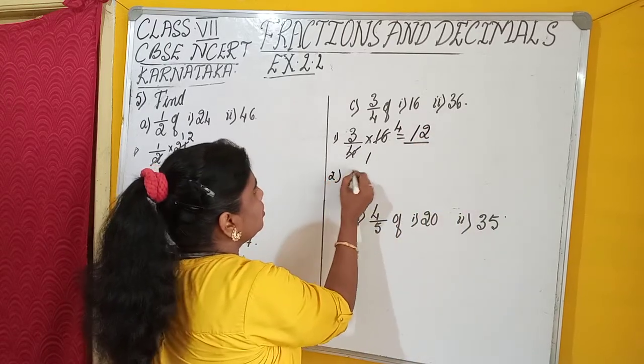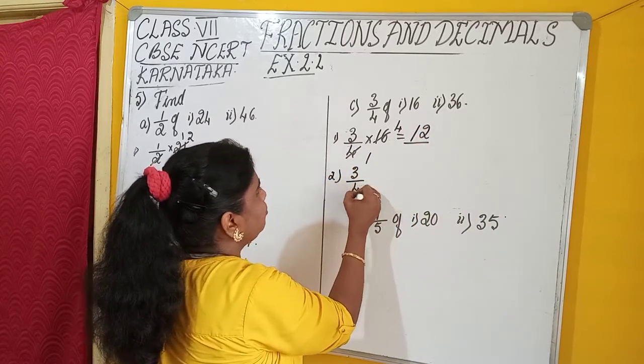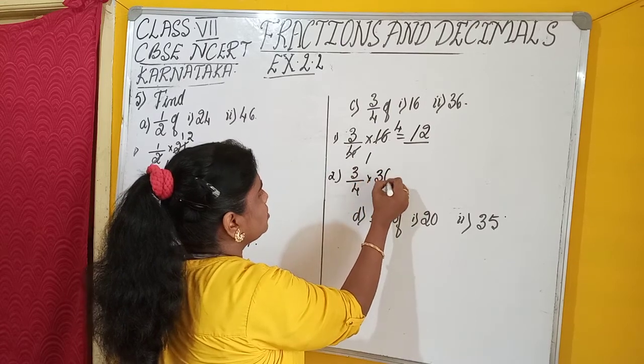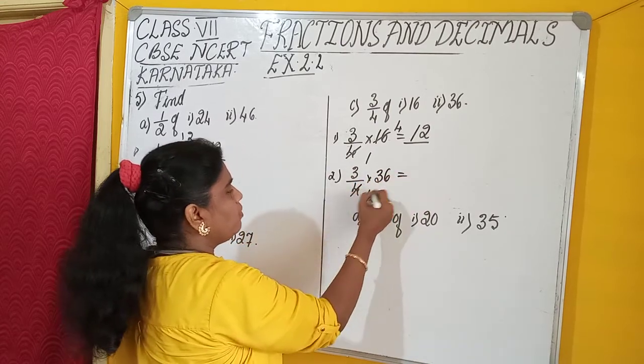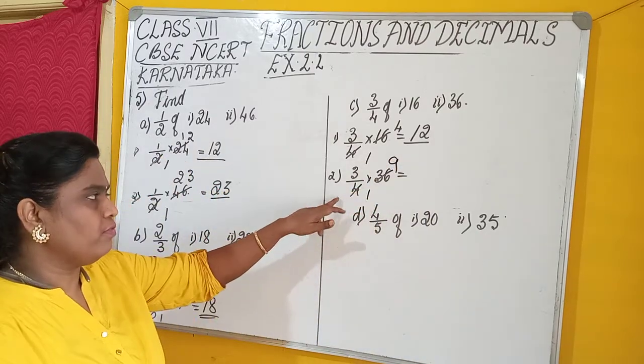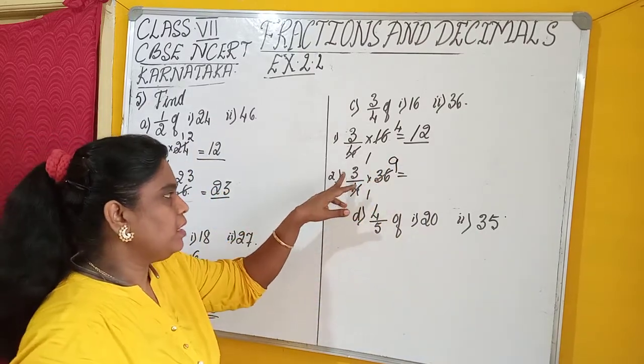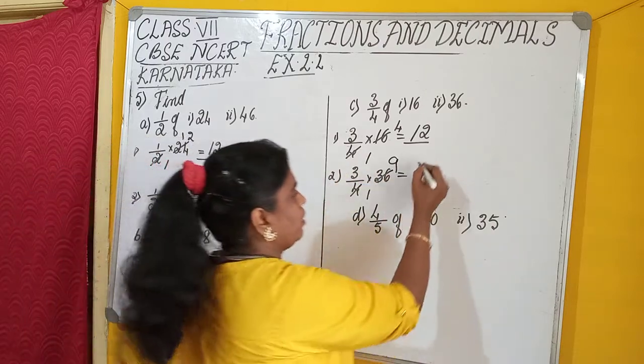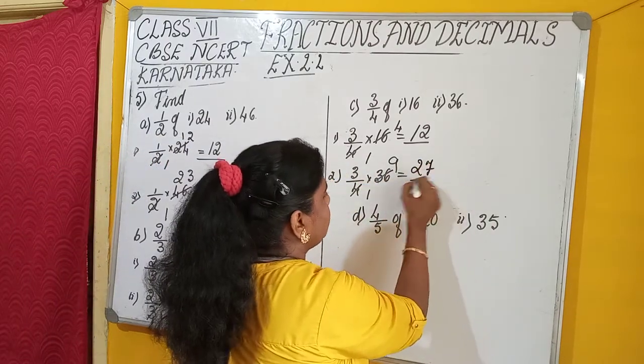Next, 3/4 of 36, that is equal to 4 ones are 4, 4 nines are 36. We are dividing 36 by 4 and then multiplying 3 into 9, that is 27.